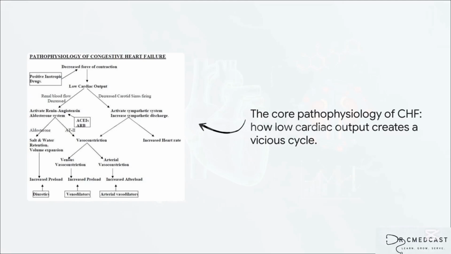Okay, take a good look at this flowchart. I want you to think of this as our roadmap for the entire talk. It all starts at the top with that one central problem, decreased cardiac output. This one problem kicks off a whole chain reaction of what the body thinks are helpful responses, but in the long run, these compensatory mechanisms create a terrible, self-perpetuating vicious cycle that just makes the heart failure worse.